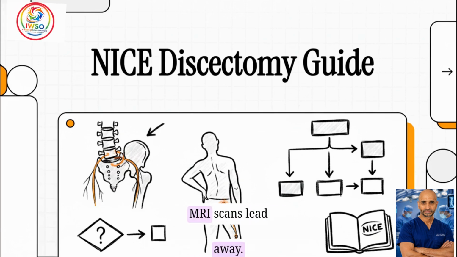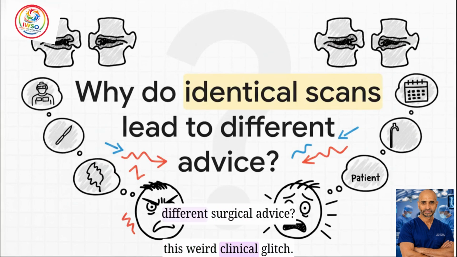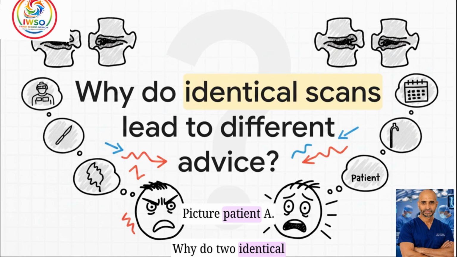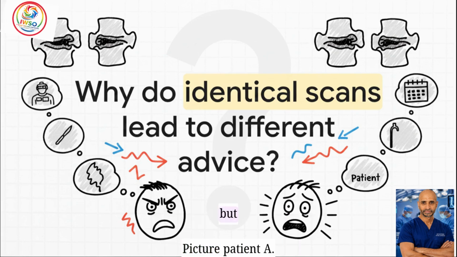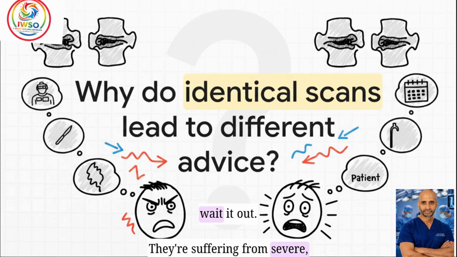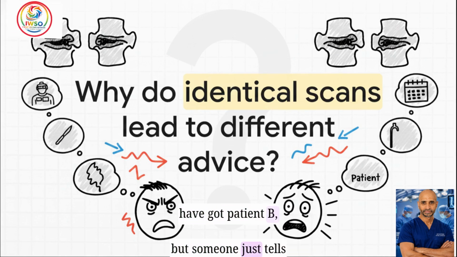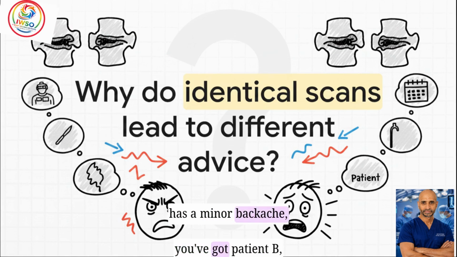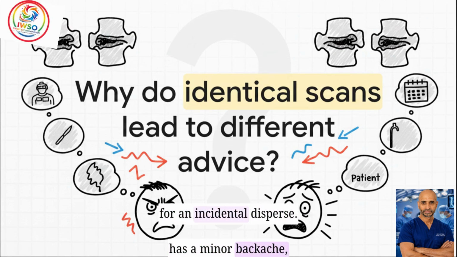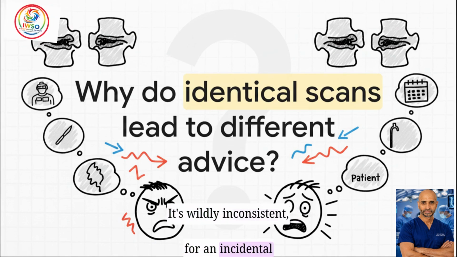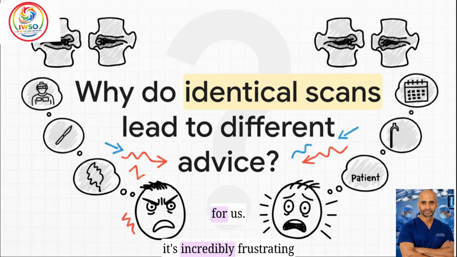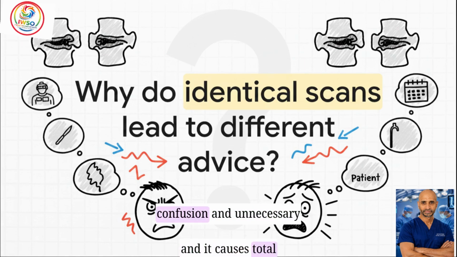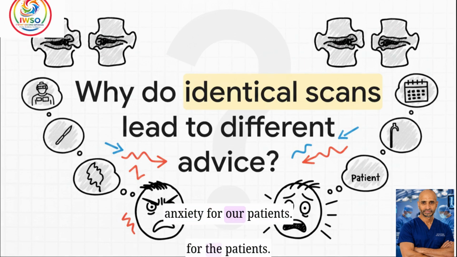Why do two identical MRI scans lead to totally different surgical advice? Picture patient A. They are suffering from severe radiating leg pain, but someone just tells them, wait it out. Then you have got patient B who just has a minor backache getting rushed into surgery for an incidental disc bulge. It's wildly inconsistent, right? And honestly, it is incredibly frustrating for us. And it causes total confusion and unnecessary anxiety for our patients.